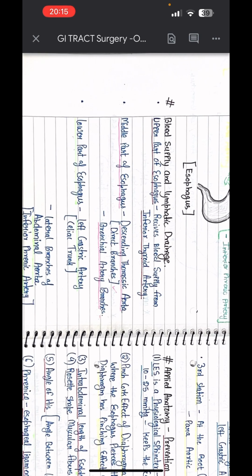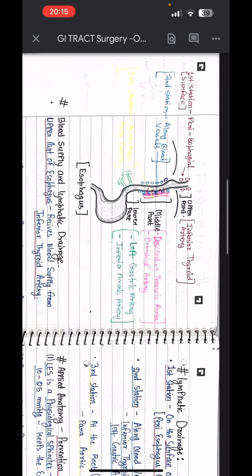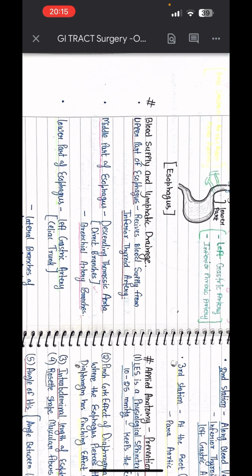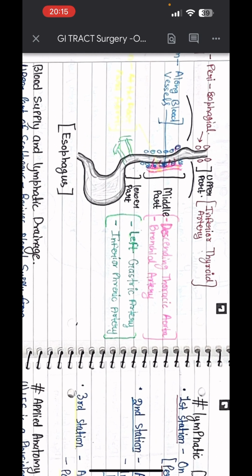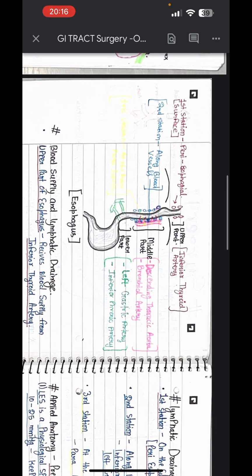Let's see the second part, the middle part. As we know that the middle part is in the thoracic cavity. So there will be a descending thoracic aorta which will give the direct branches to it, and bronchial artery branches will be there. In the middle part you can remember well with the diagram as well. So descending thoracic aorta and bronchial artery will be there.